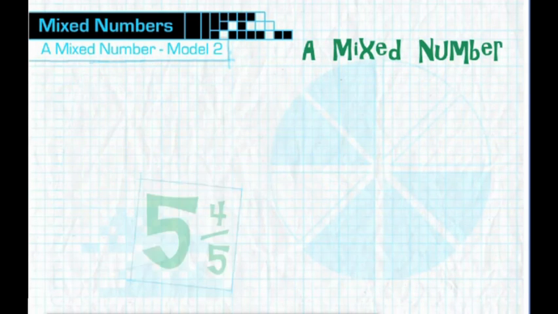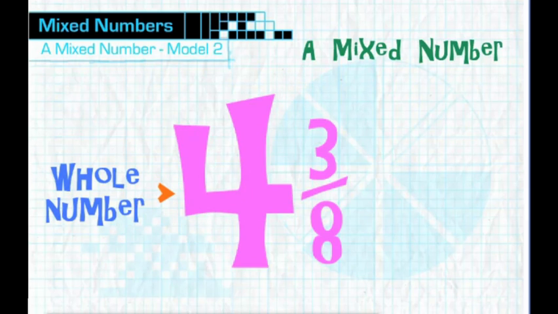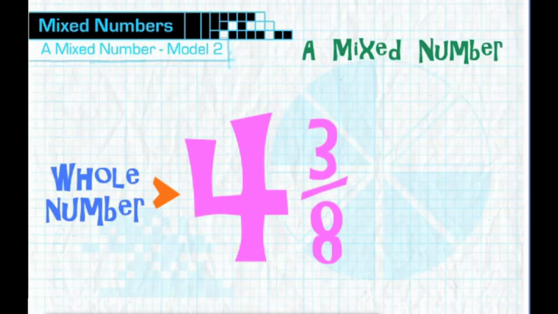For example, 4 3/8 is a mixed number. The whole number 4 tells us there are 4 whole units.